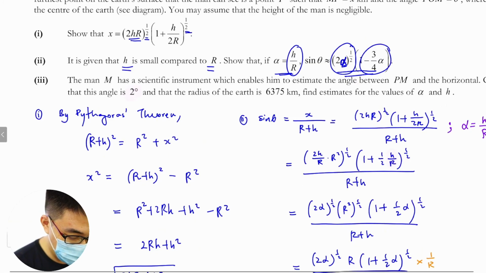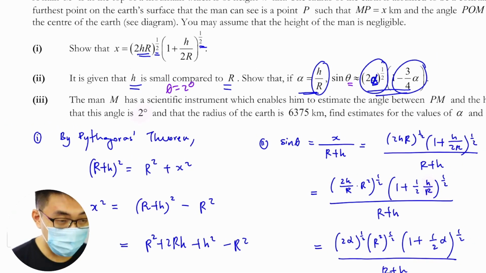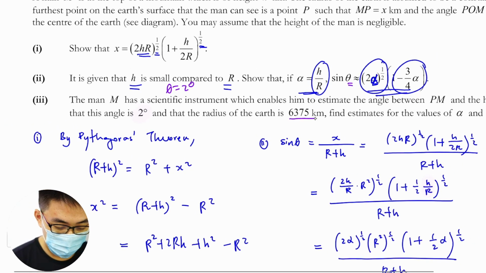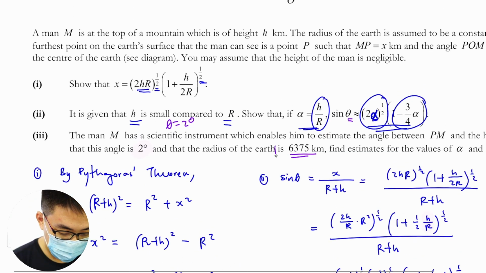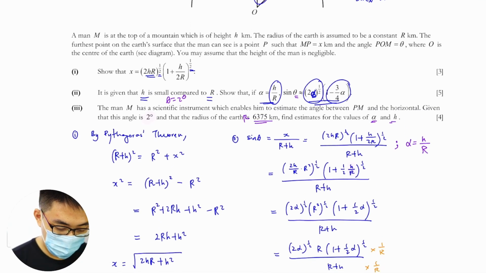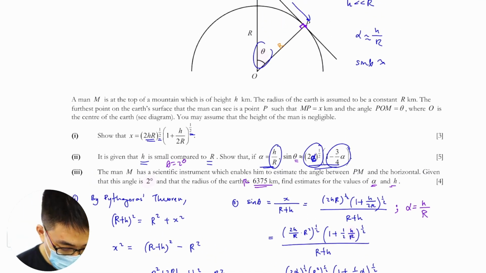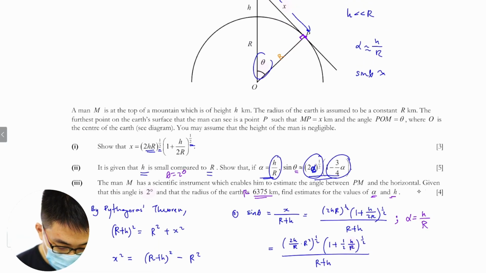2 angle. So theta is 2 degrees. And the radius of Earth is this one. So this is r, big R. Alpha and h. Estimate the value of alpha and h. Okay, so that's about it lah. So you just calculate, given that the angle is, the instrument enables him to estimate the angle between PM and horizontal.